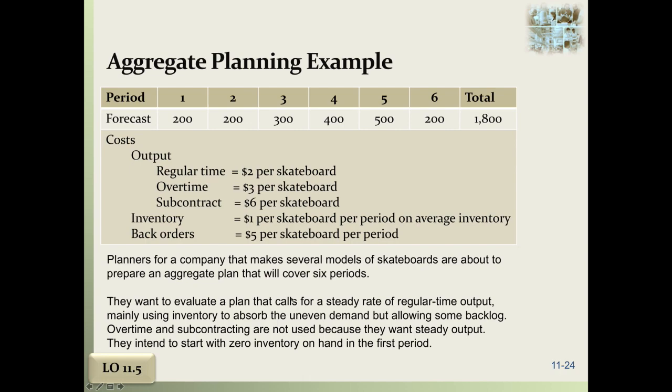So planners for a company that makes several models of skateboards are about to prepare an aggregate plan that will cover 6 periods. They want to evaluate a plan that calls for a steady rate of regular output time, mainly using inventory to absorb the uneven demand, but allowing some backlog. Overtime and subcontracting are not used because they want steady output. They intend to start with 0 inventory on hand the first period.